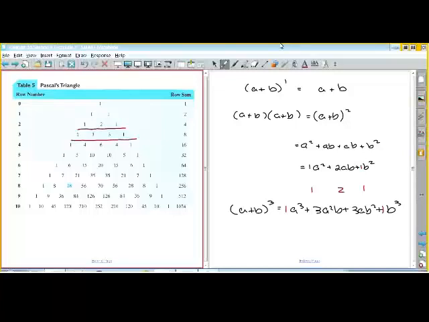So not only does Pascal's triangle give you the values for the combinations without having to use your calculator, it also gives you the coefficients in front of these expansions of a plus b to some power. So a plus b to the 7th power would be a to the 7th plus 7a to the 6th, b to the 1st, and you just start going through the sequences.